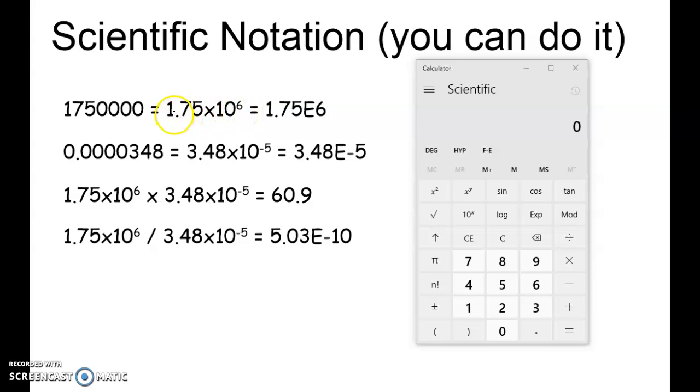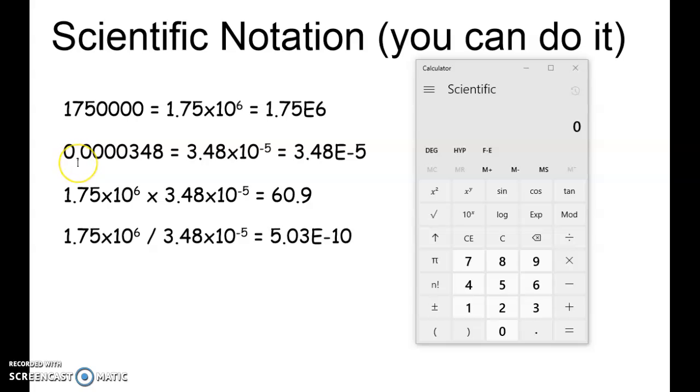Basically, this is saying if you took 1.75 and multiplied it times 10 six times, you'd get 1,750,000. Now, the easiest way to write this number is 1.75e6. The e is saying that this is exponential, kind of like this exponential key over here. And that just means that we're going to take this number and multiply it times 10 six times.